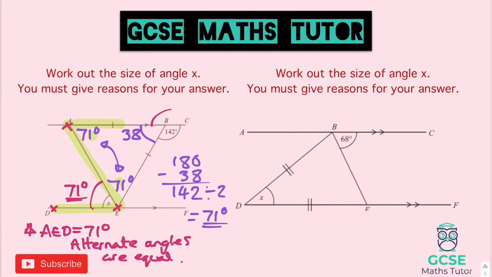Okay, so for this one here, we've got a straight line equalling 180. Then we had base angles in an isosceles being equal, obviously writing down the full words for that. And then we had the last one there, alternate angles are equal.